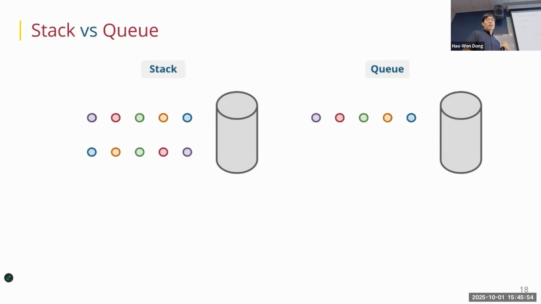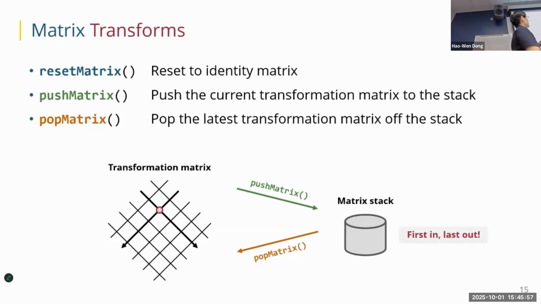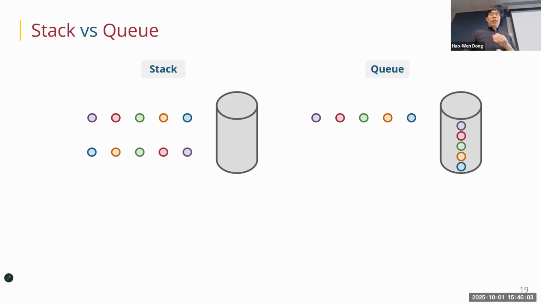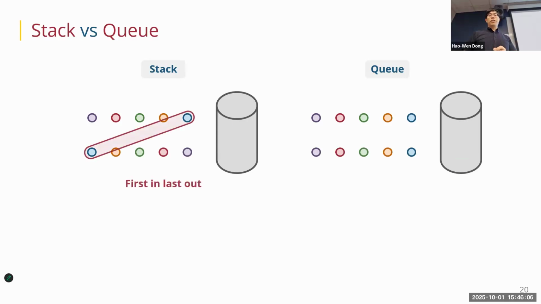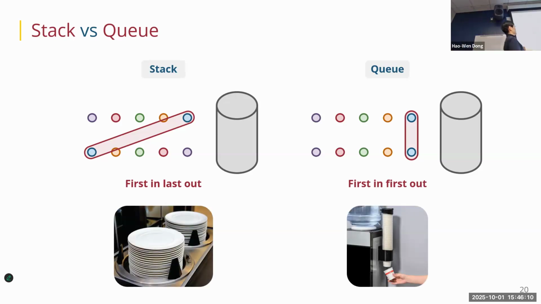So what we are seeing here is a matrix stack: first in, last out. That's the most important thing we should know. For the queue, it is first in, first out. The easiest way is to look at this. It is basically like a stack, so you put something on top, and the first thing you grab is the last one you put. First in, first out is more like a cup dispenser, where you put everything in but grab stuff at the bottom.